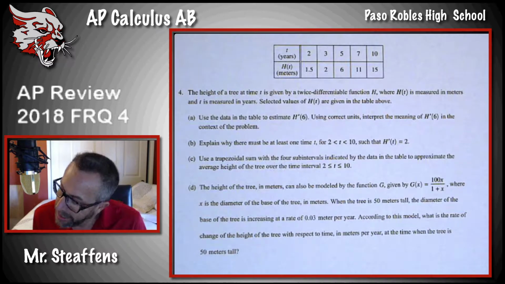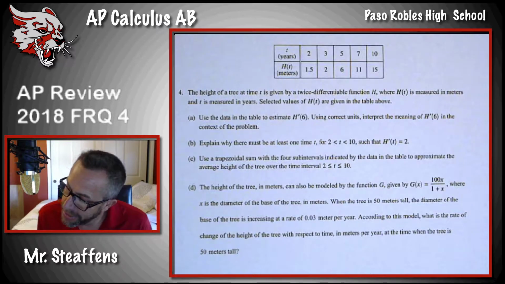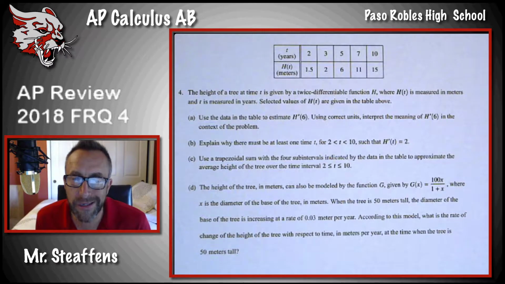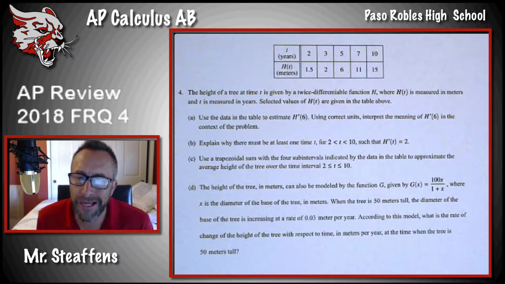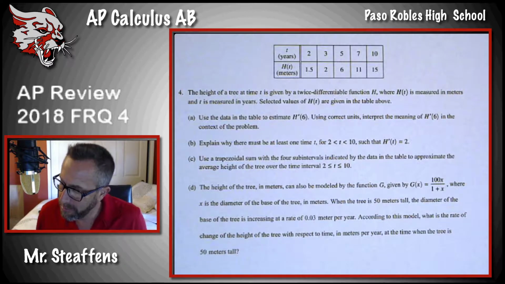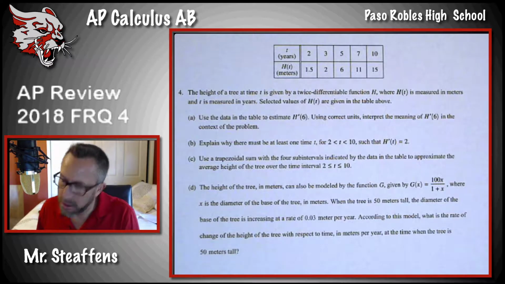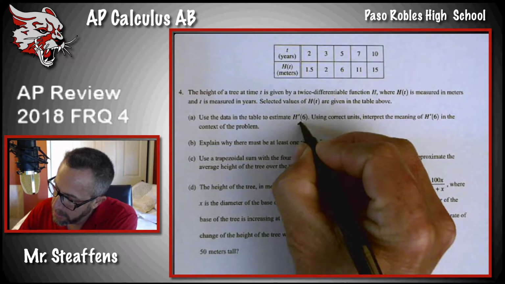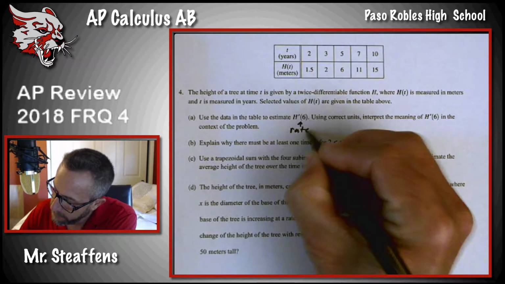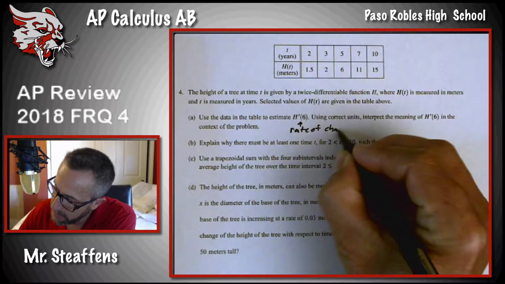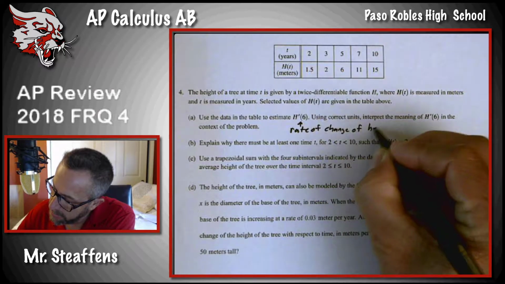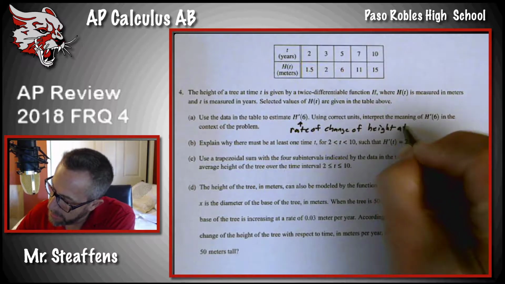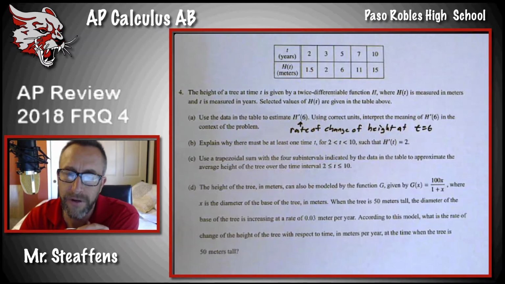So it says this is the height of a tree. The table gives you the number of years, and then it gives you how tall this tree is going to be in meters. And then for part A, it says, hey, use this data to estimate h prime at 6. So remember, if this is the height of the tree, and we are talking about h prime, then h prime is going to be the rate of change of height at t equals 6. So that's what the derivative represents.